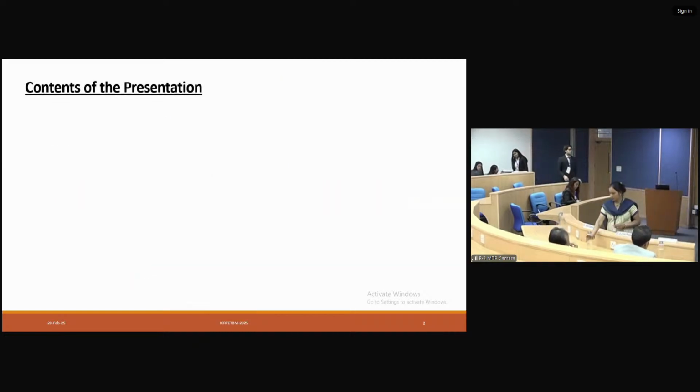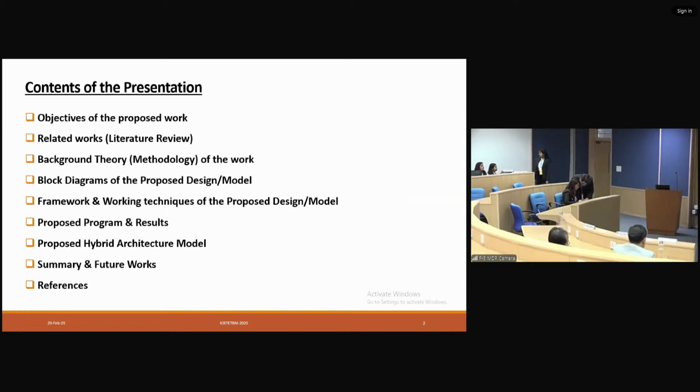Now I am going to start our presentation on behalf of all the co-authors. Here is the context of the presentation, which includes the objectives of the proposed work, the related works or literature review, the background theory or methodology of the work, block diagrams of the proposed model or design, framework and working techniques, the proposed program, which is our main work, the results and the proposed hybrid architecture model, summary and future works, and some references.